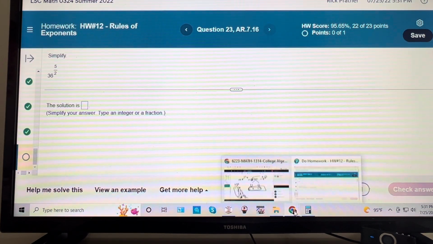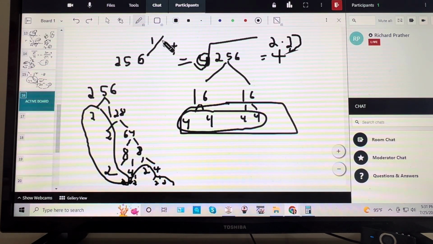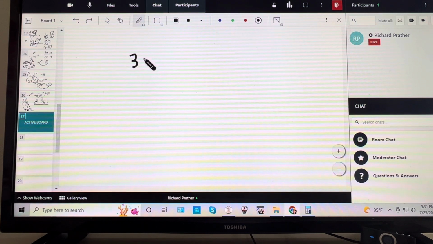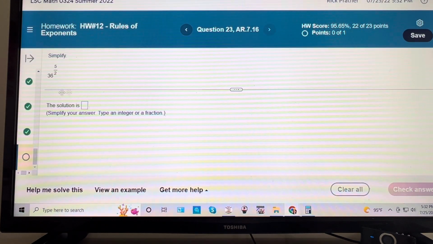Okay, last problem is the fractional exponents. They usually put 1s in them, but they don't have to. So they have 32 to the 5/2 power for the last problem, number 23. 32 to the 5/2. Oh, I'm sorry, 36. 36 to the 5/2.